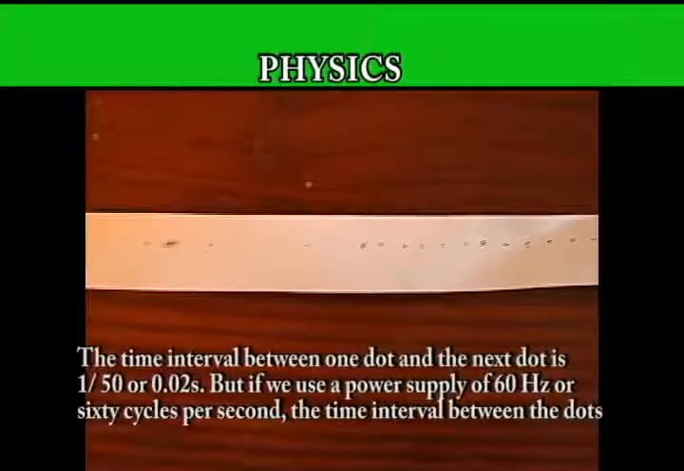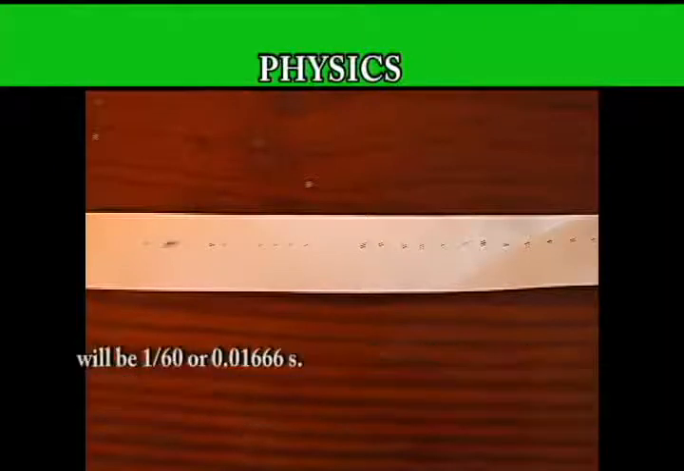The time interval between one dot and the next dot is 1/50 or 0.02 seconds. But if we use a power supply of 60 Hz or 60 cycles per second, the time interval between the dots will be 1/60 or 0.01666 seconds.